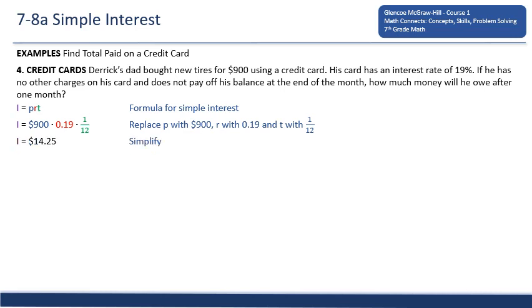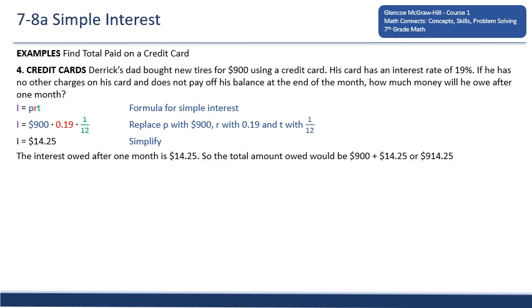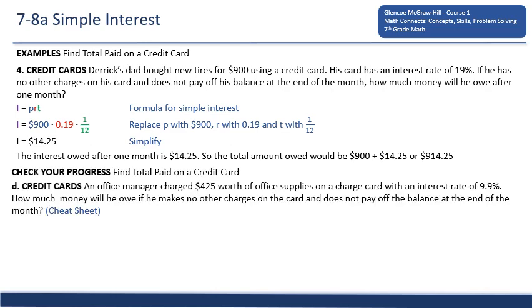And if we simplify by multiplying, we get $14.25. So the interest owed after 1 month is $14.25. So the amount owed would be $900 plus $14.25, or $914.25.